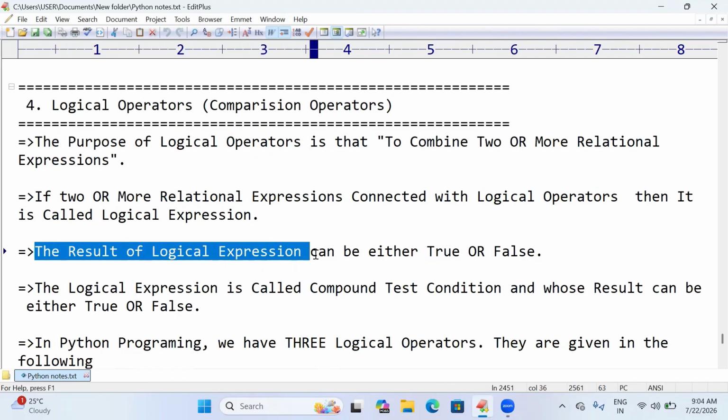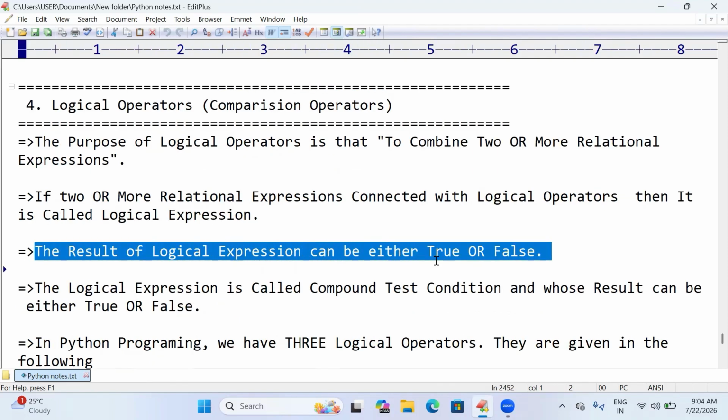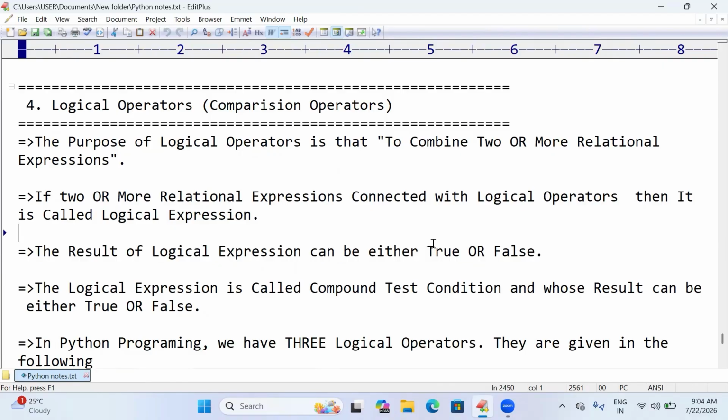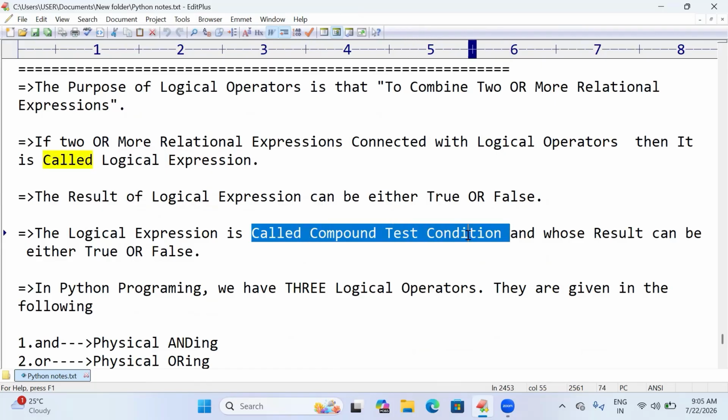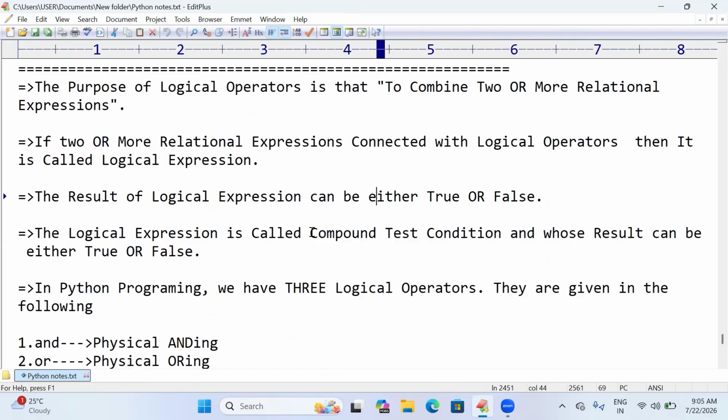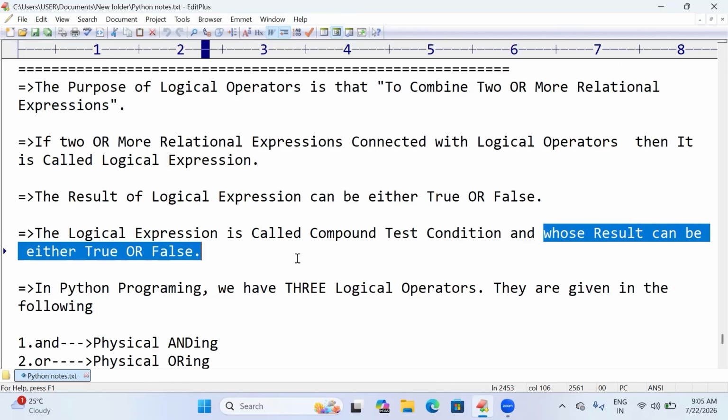The result of a logical expression can be either true or false. Same as in relational operators, where the result of a relational expression is true or false, here also a logical expression results in either true or false. The logical expression is called a compound test condition, while a relational expression is known as a simple test condition. A logical expression is known as a compound test condition because it tests two or more relational expressions, whose result can be either true or false.